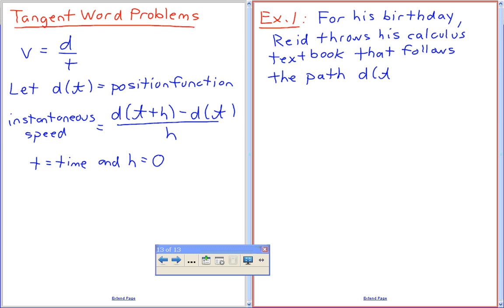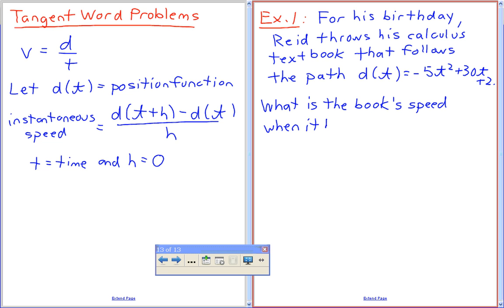d of t is equal to negative 5t squared plus 30t plus 2. What is the book's speed when it hits the ground? Assuming no air resistance? Yes, a frictionless tunnel.